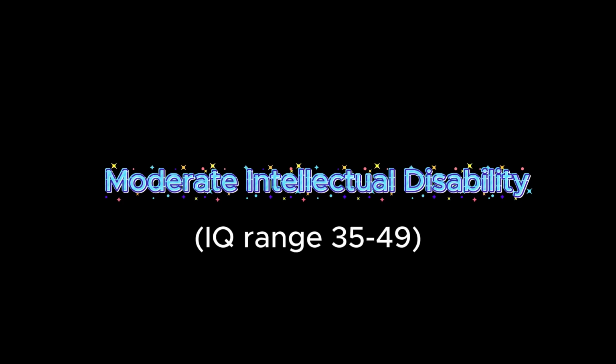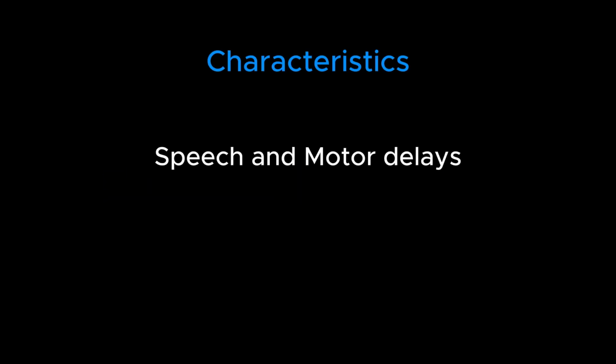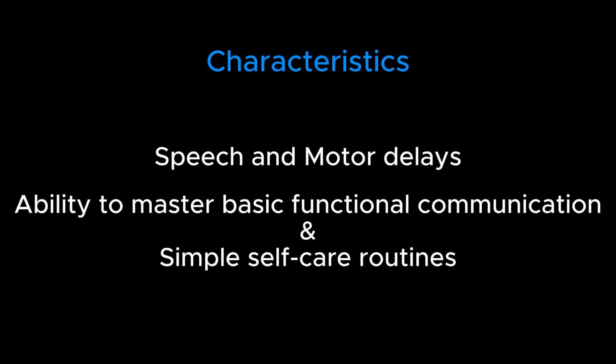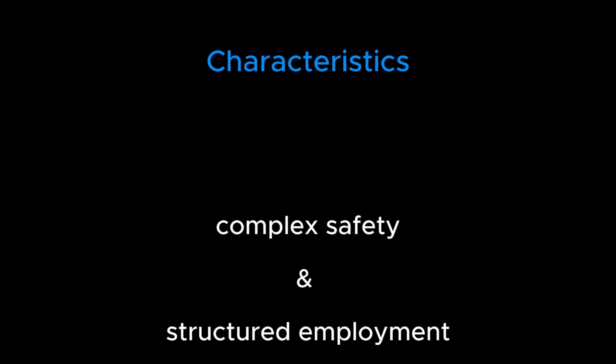Moderate intellectual disability. This is in the range of IQ 35 to 49. Individuals in this range are considered trainable. They experience noticeable speech and motor delays, can master basic functional communication and simple self-care routines, but require ongoing supervision for academic tasks, complex safety, and structured employment.